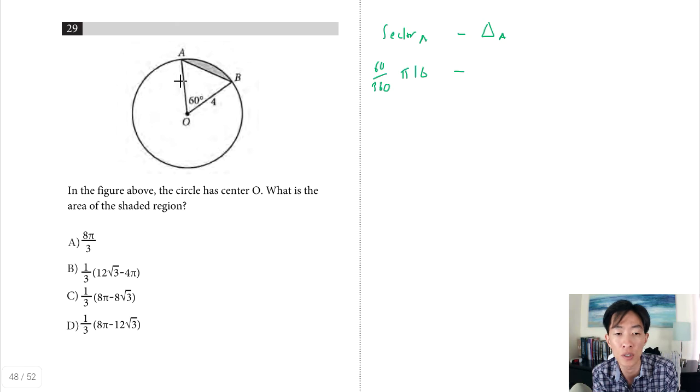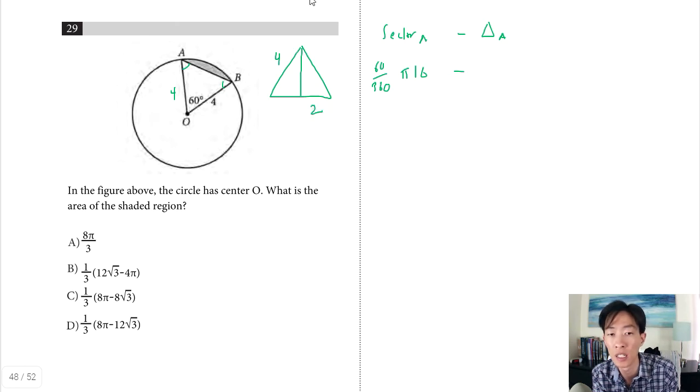Now what is the area of this triangle? This triangle I know is equilateral because that's a radius, and given that this is 60 and these two angles are congruent, these two angles are also 60 and this length is 4. So we're looking at an equilateral triangle whose side is 4. If we want to do area equals 1/2 base times height, when we draw the altitude, the base becomes 2.